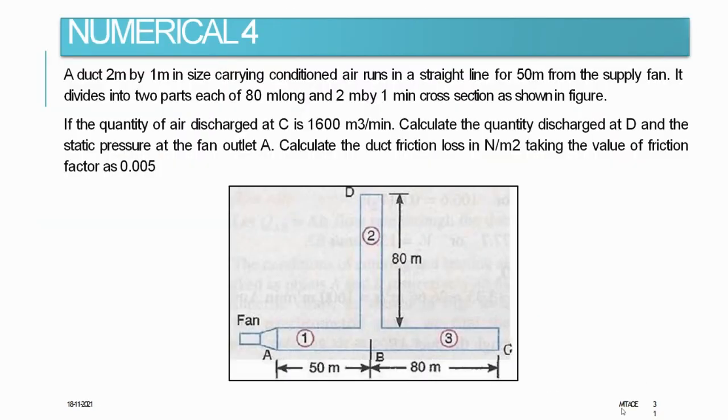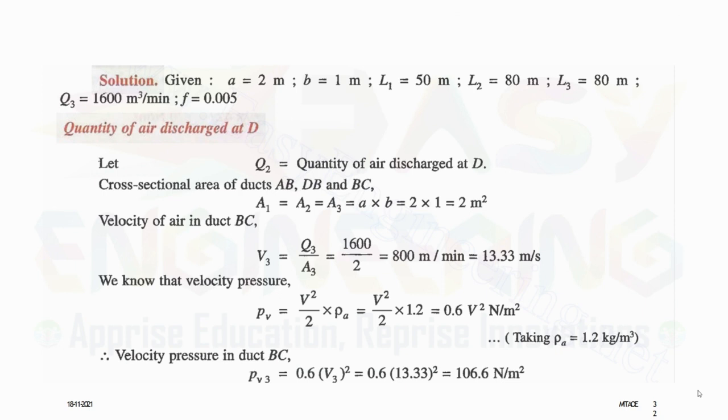Here the large duct is BC, and we have the value of Q and also the cross-section area, so we will get the velocity first. The velocity at duct BC is 13.33 meter per second. We know that velocity pressure PV is equal to V square upon 2 into rho A, so in this case we get the value as 0.6 V square Newton per meter square, taking rho A as 1.2 because we are taking standard air.